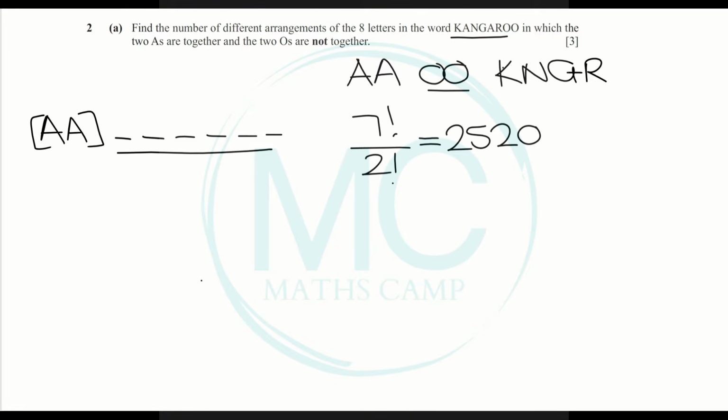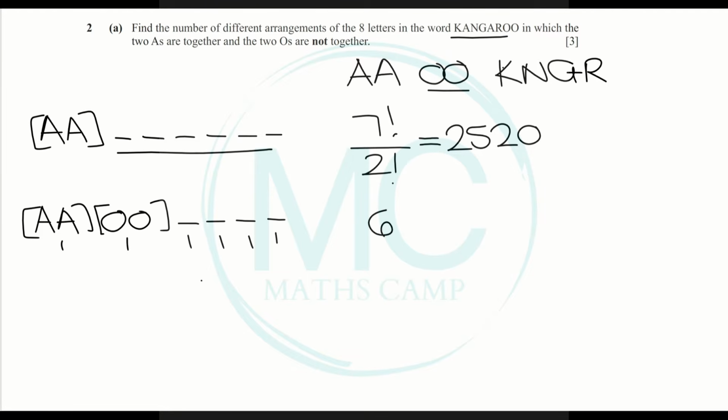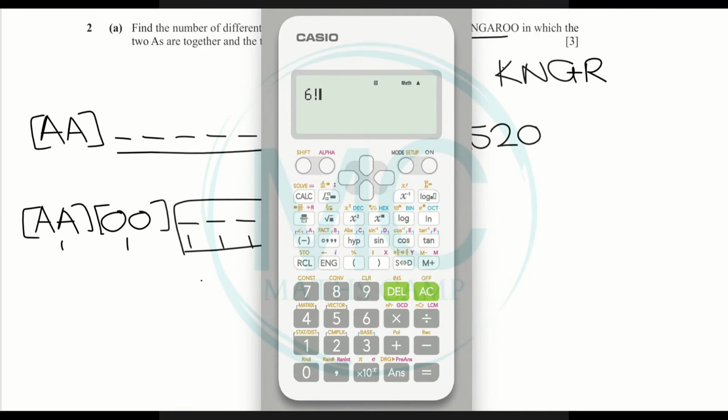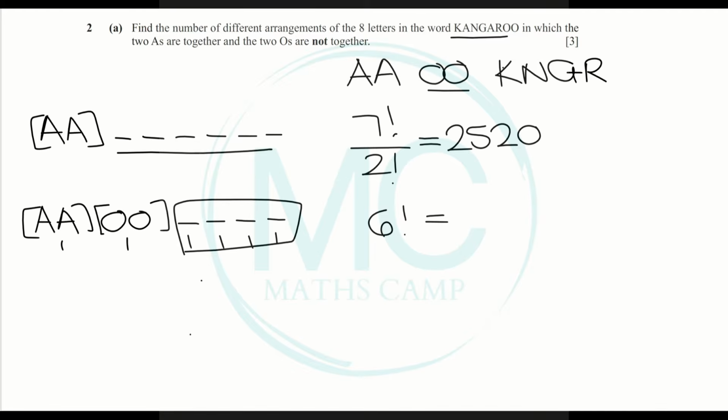Now let's find the arrangements when the A's are together and the O's are together. So I have my 2 A's. Let's put that into a bracket. I have 2 O's. Let's put that into a bracket. And I still have 4 letters. We count the bracket as 1. So now I have 1, 2, 3, 4, 5, 6 elements. So I have 6 factorial. I don't have any repeated letters here. So I need to focus on 6 factorial. Take my calculator. 6 factorial is equal to 720.